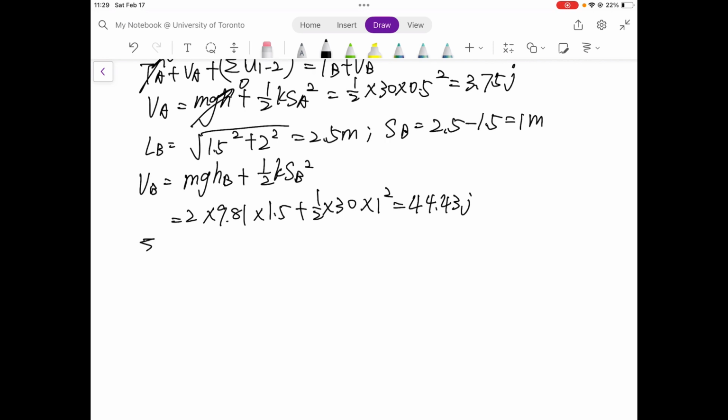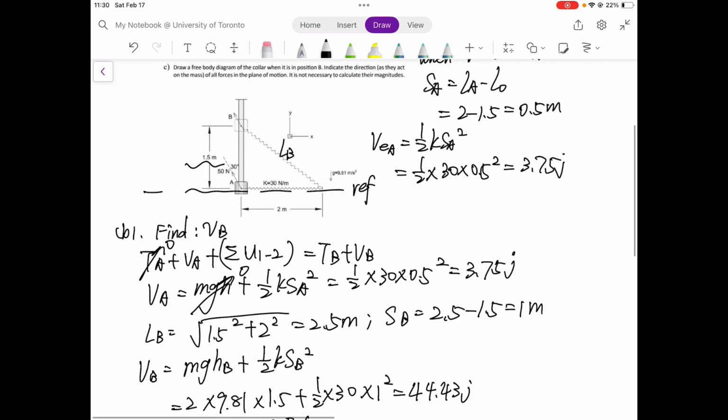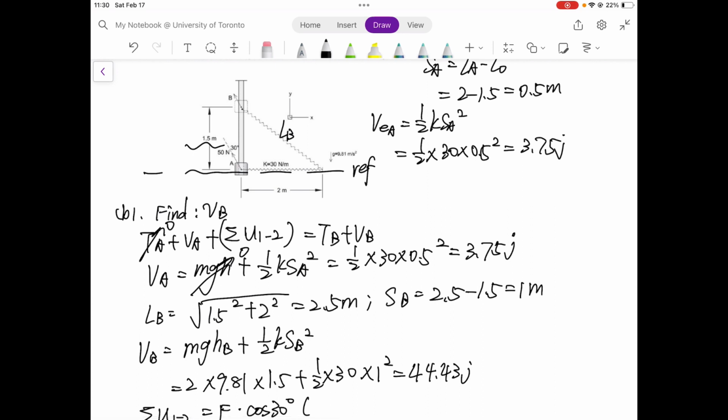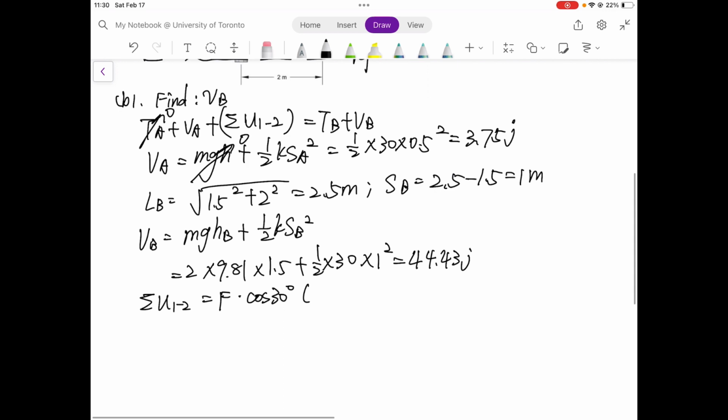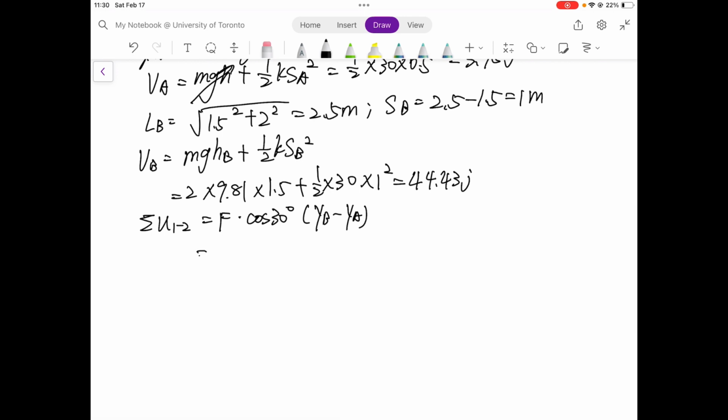The work done by the external force is equal to F times cosine 30 degrees times the change of the coordinate in the y direction, which is equal to yB minus yA. So we have 50 times cosine 30 degrees times 1.5, equal to 64.95 joules.